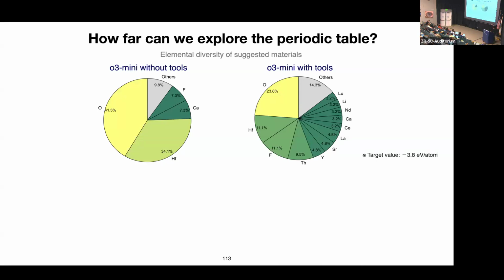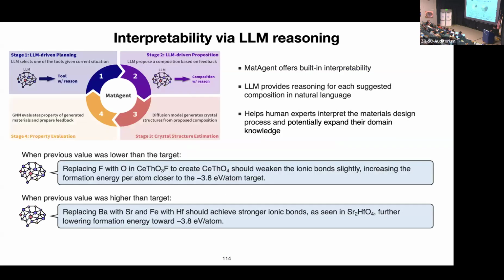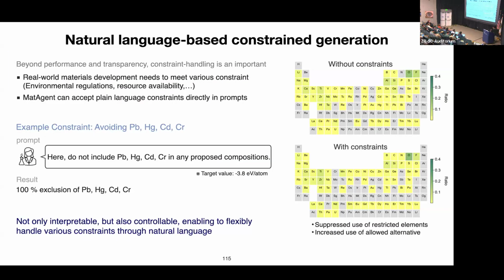And this is about the diversity. With tools and without tools, you can see the element distribution significantly changed, so the diversity of the generated materials is improved compared to without tools. And because the model can generate the reasoning process, it improves the interpretability. You can also have some constraints in your input prompt, which means you can let your model avoid some elements or include some elements if necessary.